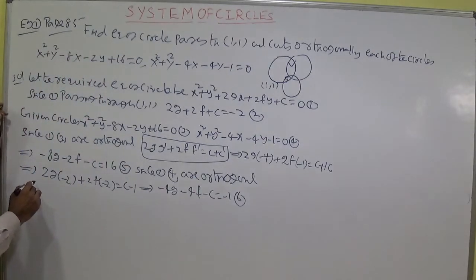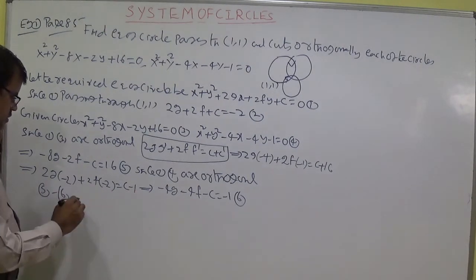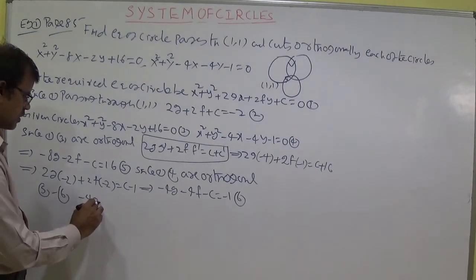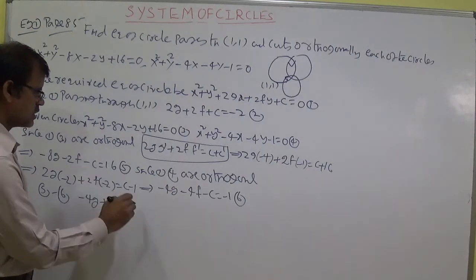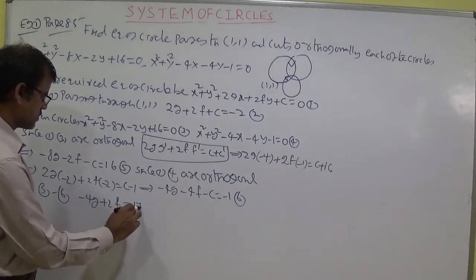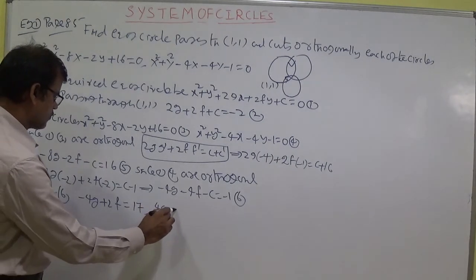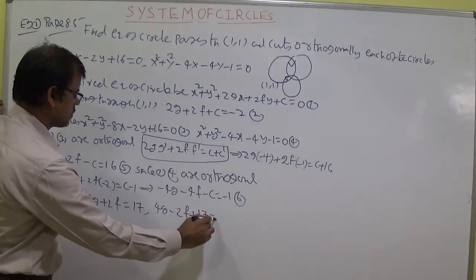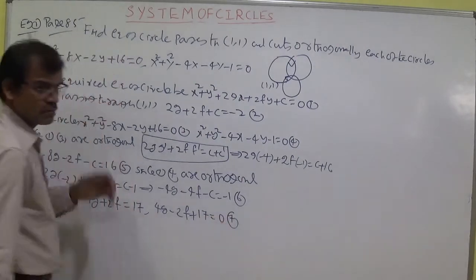Now we can do 5 minus 6. Minus 8 plus 4 becomes minus 4g, minus 2 plus 4 becomes plus 2f, minus c plus c will get cancelled, 16 plus 1 is equal to 17. We can write as 4g minus 2f plus 17 equal to 0. This is the seventh equation.